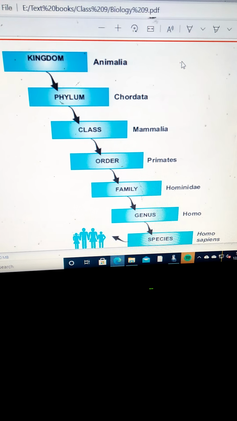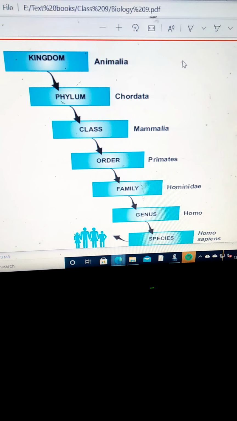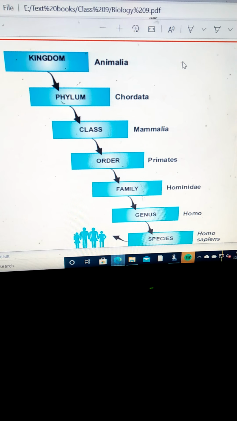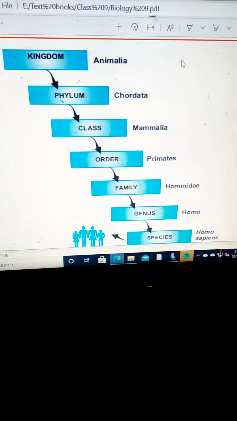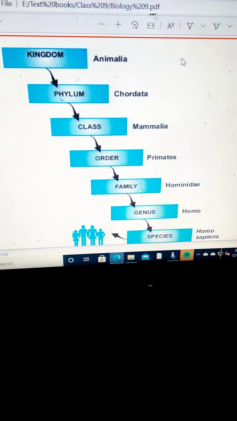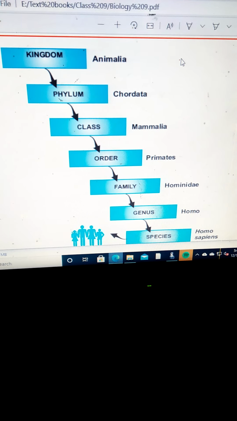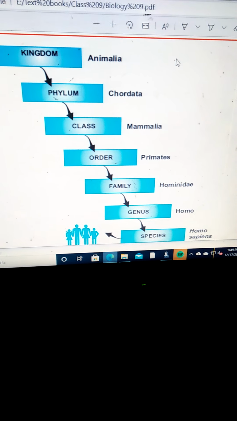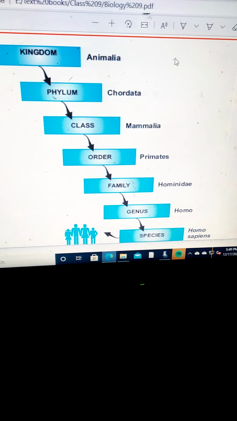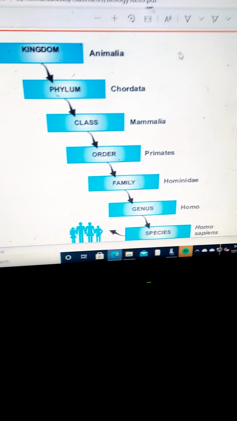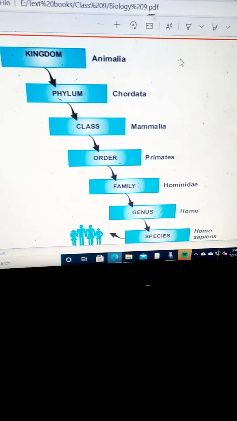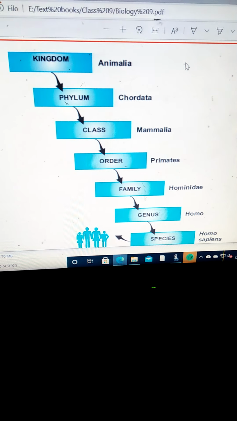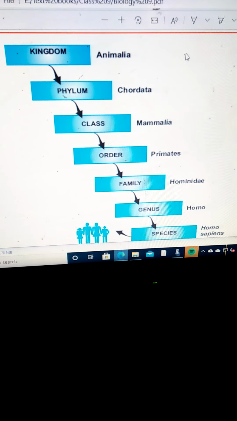Hierarchy means we are talking about a system in which there is a biggest category and then smaller, and smaller, and smaller, and it goes on till the smallest category. So it makes a ladder, and in a ladder, as you know, there are steps.